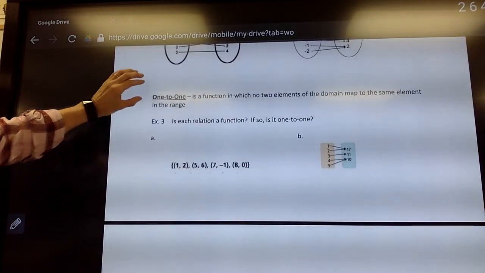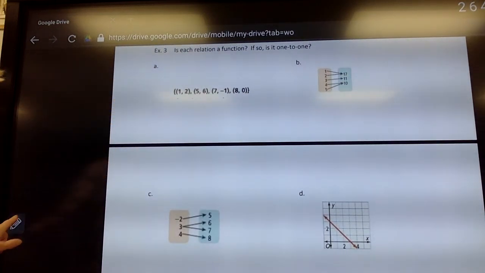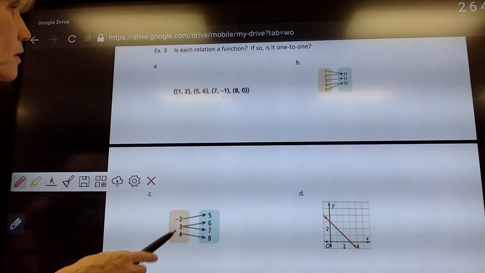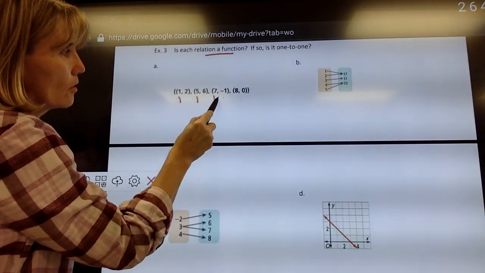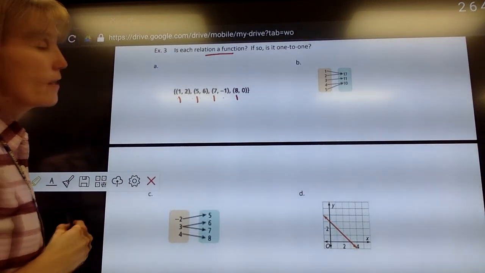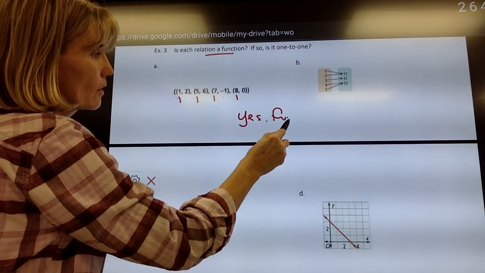So you're going to get to answer, is it a relation, is it a function? If so, is it one-to-one? We kind of just did that. To see if it's a function, you're checking out the x values. Are those x values all different? They are different values, so I'm going to say yes, it's a function.